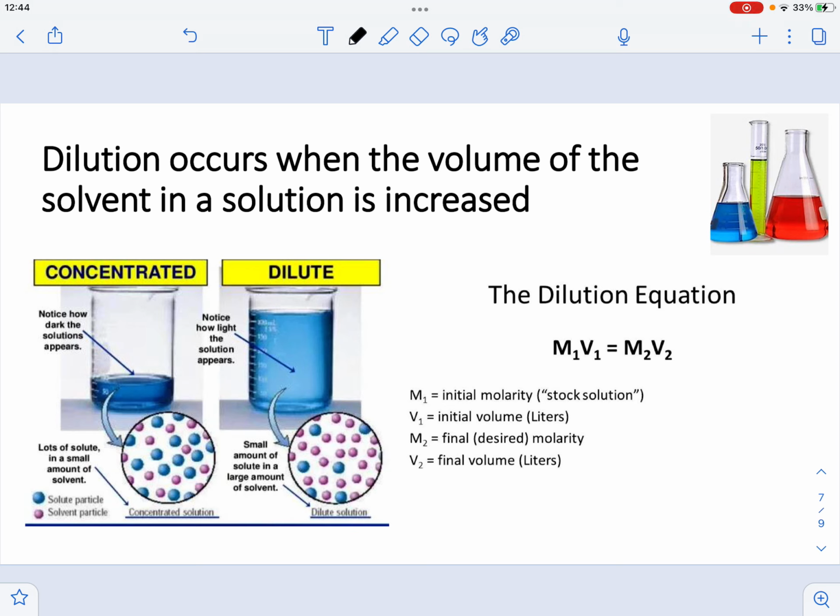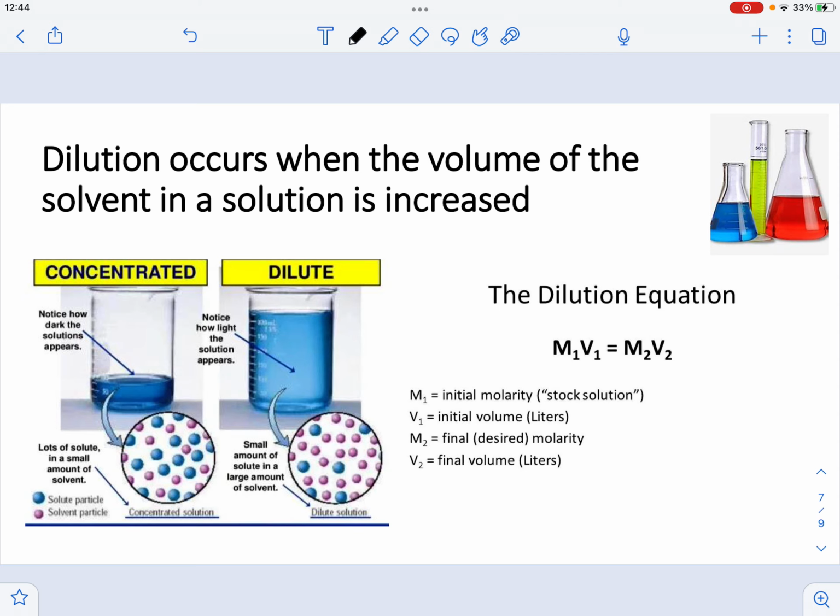Upon dilution, what we see is that concentrated color is going to become lighter, because remember, we're increasing the volume of the solvent. And when we look at it at the molecular level, we see that there's a small amount of solute in a larger amount of solvent. And that means that our solution has been diluted. When it comes to dilutions, we have the dilution equation.